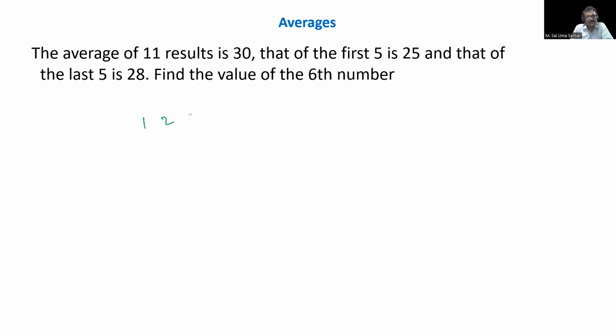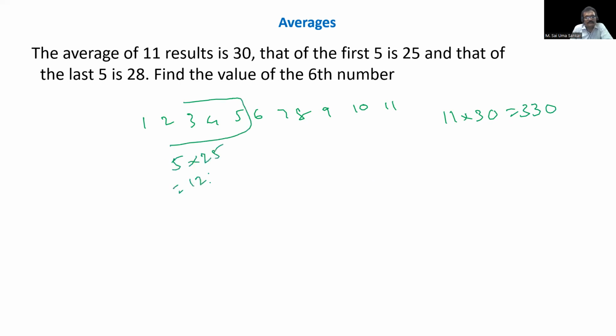Next, 1, 2, 3, 4, 5, 6, 7, 8, 9, 10 and 11. The average of 11 results is equal to 30. 11 into 30, that is equal to 330. The average of first 5 is equal to 25. 5 into 25, that is equal to 125. Last 5 is equal to 28. 5 into 28, this is equal to 140. What is the sum? 125 plus 140, that is equal to 265.